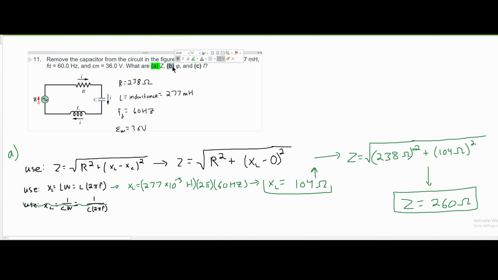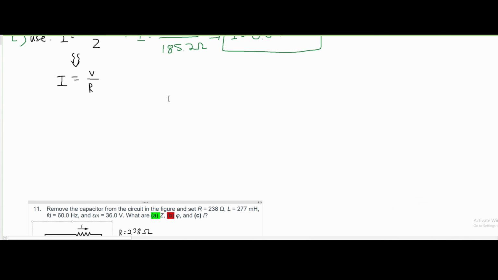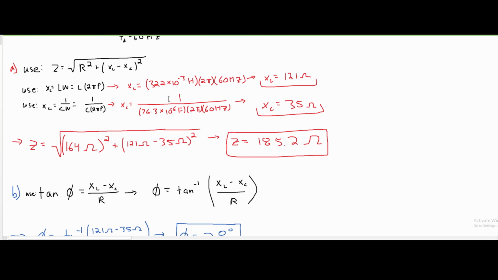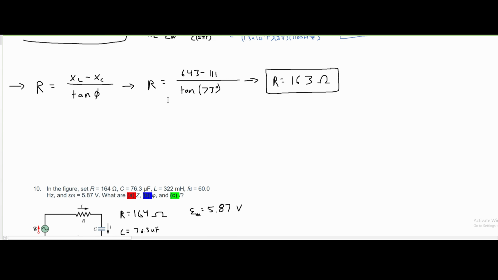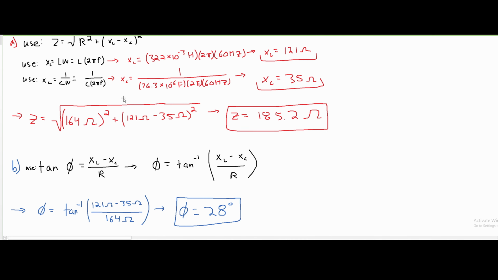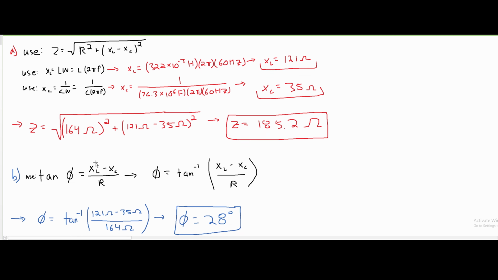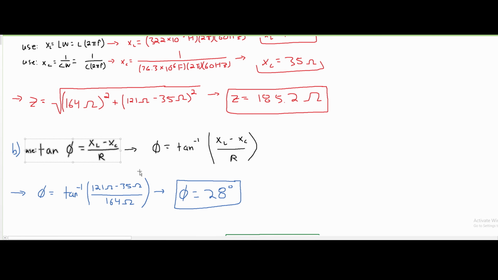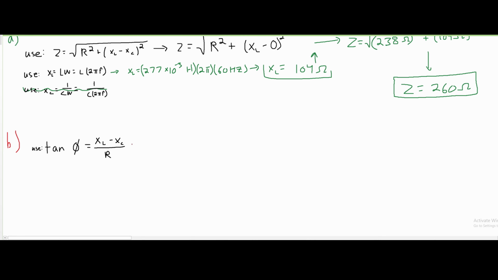For part B, we're asked to find the phase shift. We were asked to find the phase shift in problem 10 as well, and we have done something similar where we use the equation tangent of the phase shift is equal to X_L minus X_C over R. If we go down to 10, we can copy this, because this is the equation that we need to use. And from here, we can just plug in our values.